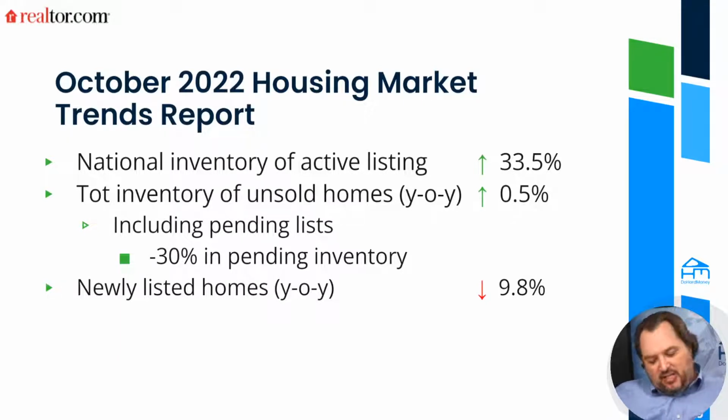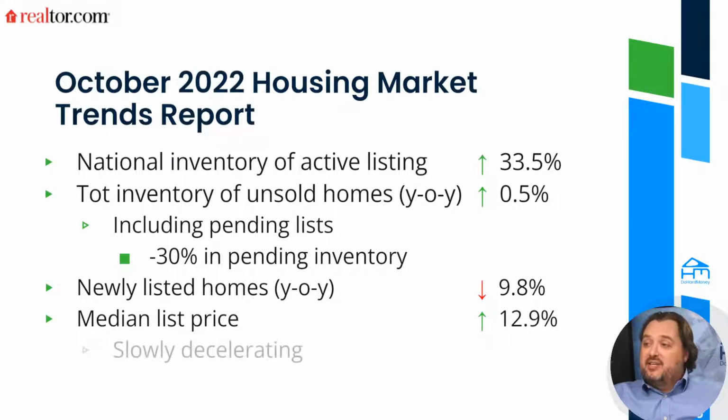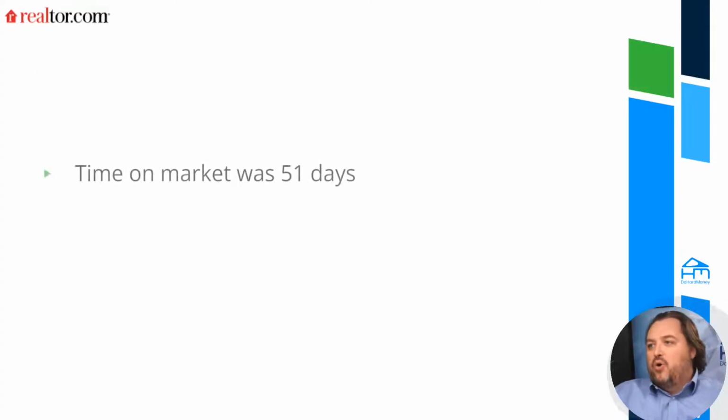So we have less that are getting listed, but we're getting more on the market, which basically says they're selling a lot slower. Median list price went up 12.9%, but I do think this is very deceiving because I don't think that's where the reality is. I think that's a lagging indicator as to what we're seeing right now.